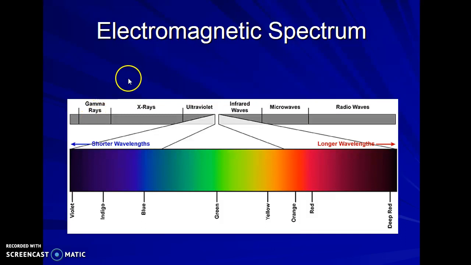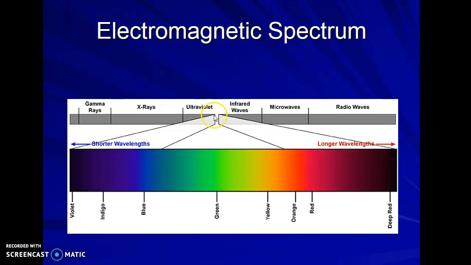Our electromagnetic spectrum contains gamma rays, X-rays, ultraviolet, a little sliver here of visible light that you see pulled out from that black line there, infrared waves, microwaves, and radio waves. As we travel from gamma rays, those have our shortest wavelength and the most energy, and they're traveling across towards our radio waves, which have the lowest energy, the longest wavelength, and the lowest frequency.